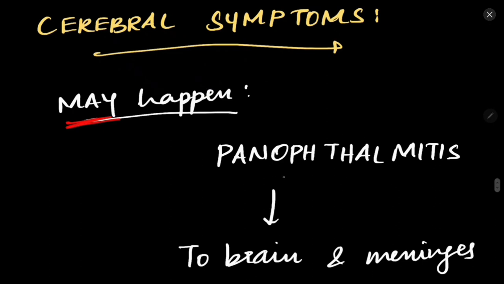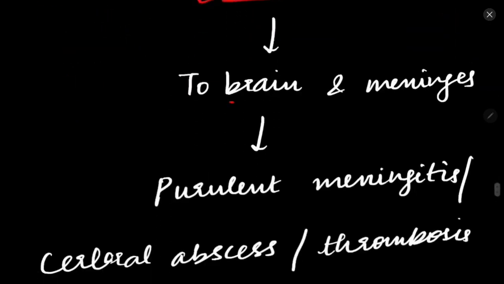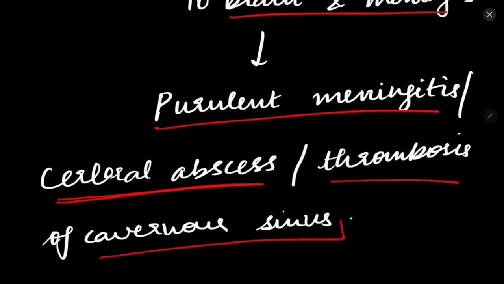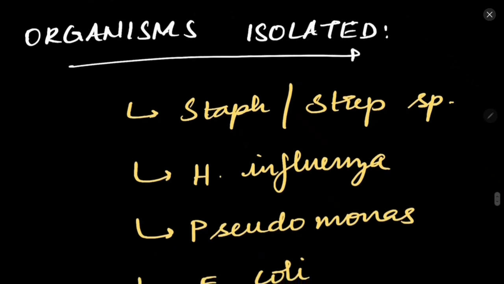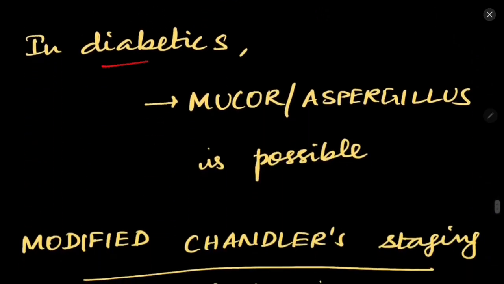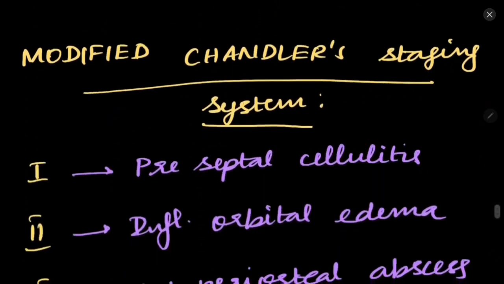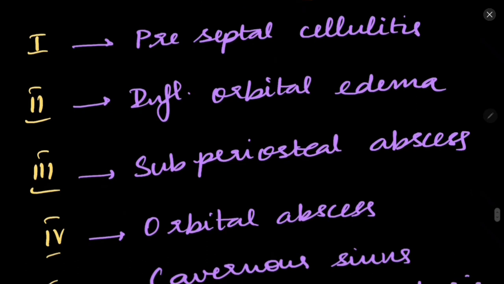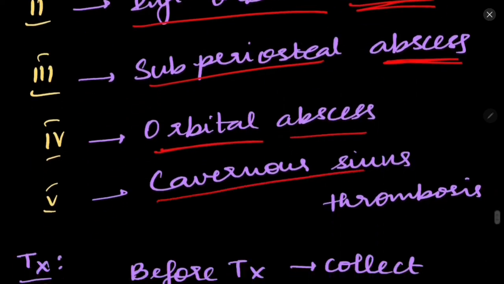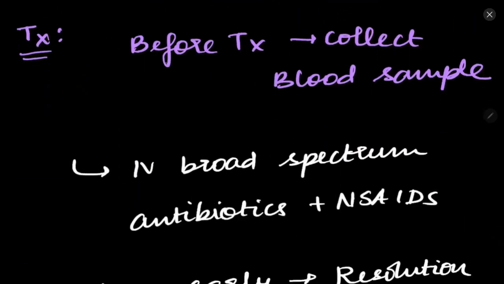Cerebral symptoms may happen sometimes: panophthalmitis, which will spread to the brain and meninges. It can cause purulent meningitis, cerebral abscess, and thrombosis of the cavernous sinus. It is important in staging of orbital cellulitis. Organisms involved: Staph aureus or Streptococcus species. Haemophilus influenzae may be seen. Pseudomonas and E. coli could also be seen. In diabetics, Mucor and Aspergillus are possible. The modified Chandler staging system is divided into 5 stages: preseptal, inflammatory orbital edema, subperiosteal abscess, orbital abscess, and finally cavernous sinus thrombosis. And treatment for orbital cellulitis.